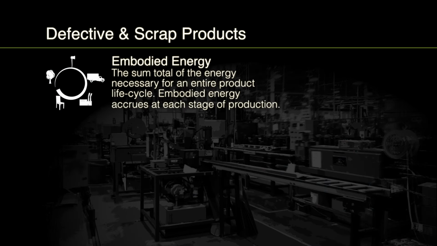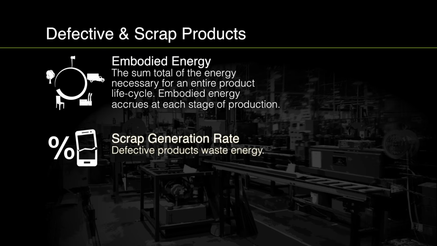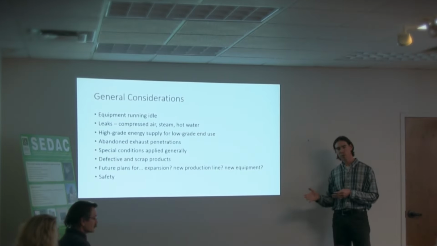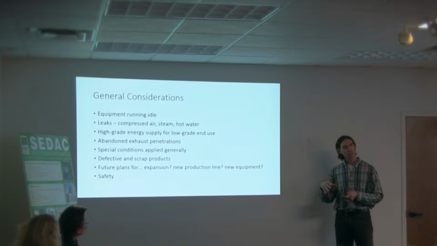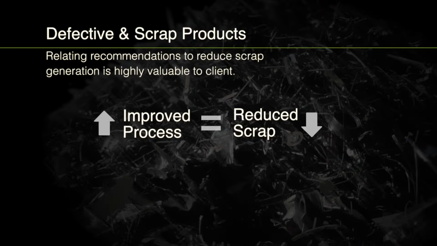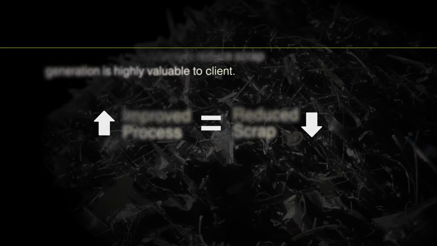Another thing to pay attention to is defective and scrap products. You can find out if you kind of steer the conversation the right way about their scrap generation rate. So there's energy embedded in that scrap. So there's energy recommendations associated with that. But then also the thing to consider is that when you are thinking about energy efficiency opportunities, if those opportunities also tie back to an improvement in product quality, suddenly your recommendation has way more value because you're tying back to the value of the product.